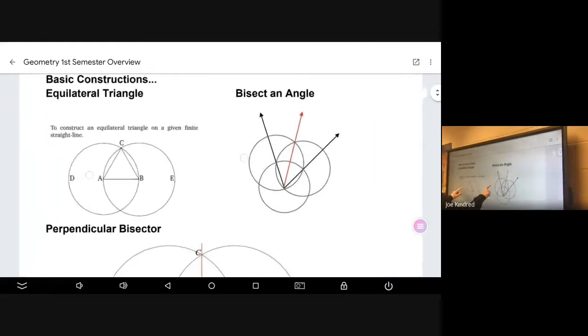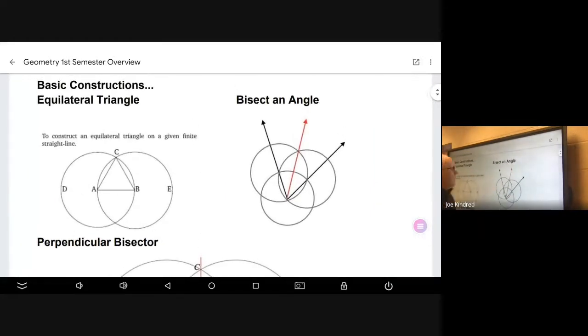So you'll notice here on equilateral triangles, we use two things, a straight edge and a compass, and obviously a pencil, but the compass and the straight edge are used. And so what I'm going to do is go back to our construction website, and I'm going to show you two easy constructions, equilateral triangle and bisecting angle.